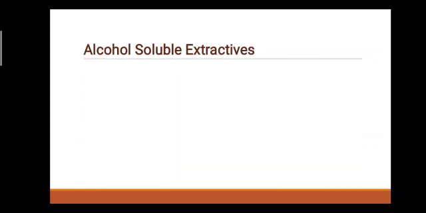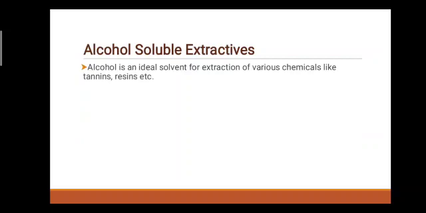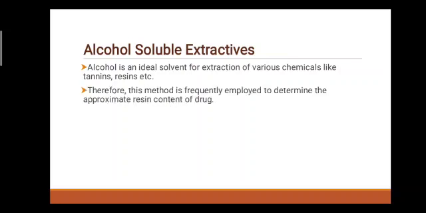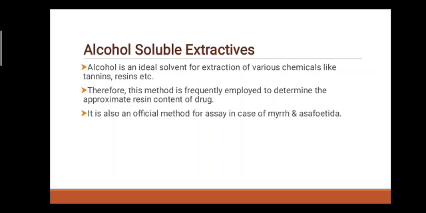Then next, alcohol soluble extractives. Alcohol is an ideal solvent for extraction of various chemicals like tannins, resins, etc. Therefore, this method is frequently employed to determine the approximate resin content of a drug. It is also an official method for assay in the case of myrrh and asafoetida.